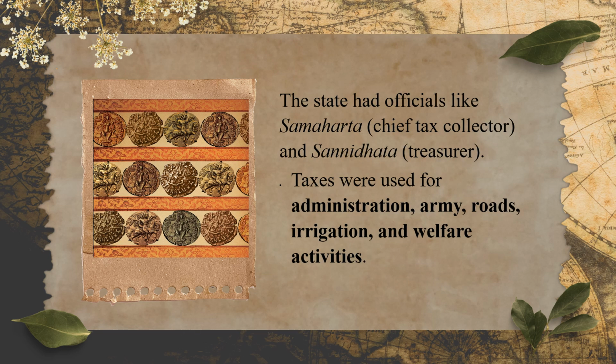The state had officials like Samaharta, which was the chief tax collector, and Sannidhata, who was the treasurer. Taxes were used for administration, army, roads, irrigation, and welfare activities.